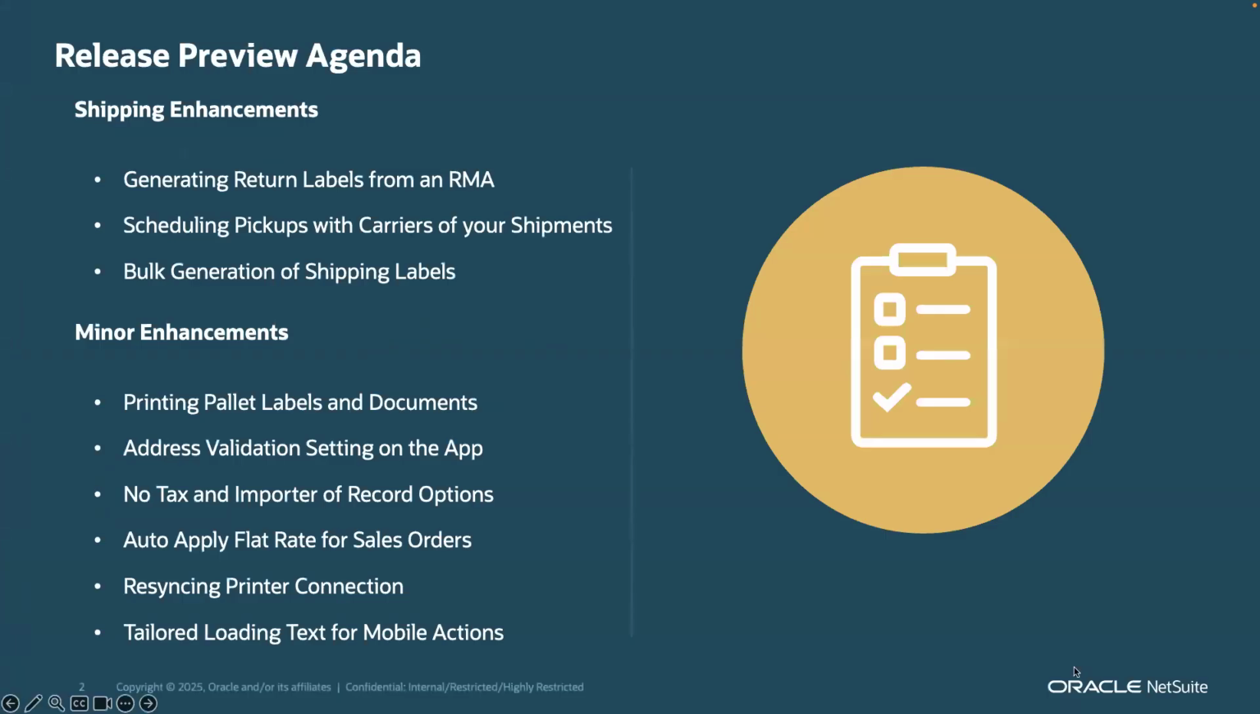Here's our roadmap for today. We'll begin with return labels generated directly from RMAs. Then we'll move into scheduling carrier pickups inside Ship Central. From there, we'll explore bulk label generation, and we'll wrap this section up with minor but powerful improvements like pallet label printing, address validation, and automated rate handling.